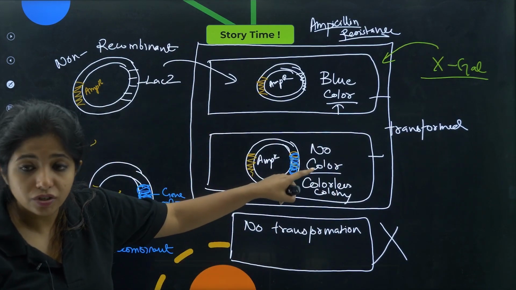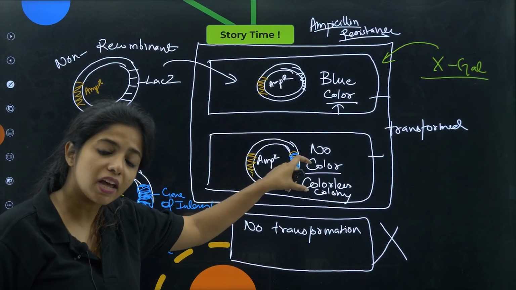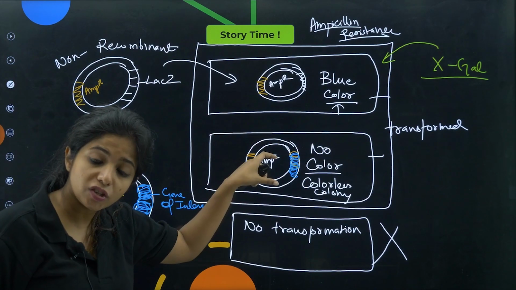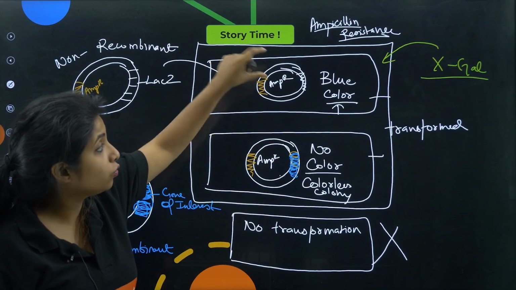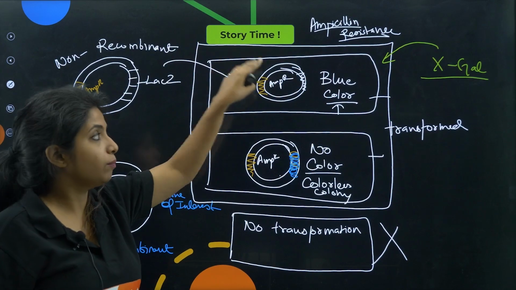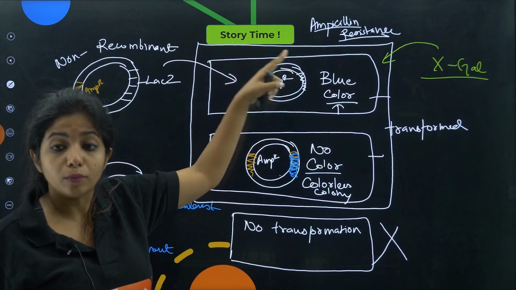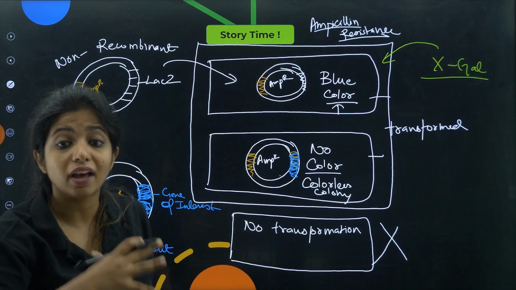Why is it colorless, children? Because over here I do not have the LAG-Z gene. If the LAG-Z gene is not there, will I have beta galactosidase? No. If beta galactosidase is not there, will it react with X-gal to produce the blue color? No, children. But over here I have the LAG-Z gene. LAG-Z gene is there, that means beta galactosidase is there, and this reacts to give the blue color. So I have a blue colony and a colony of bacteria that does not have any color.